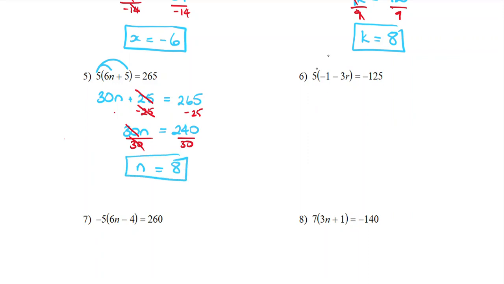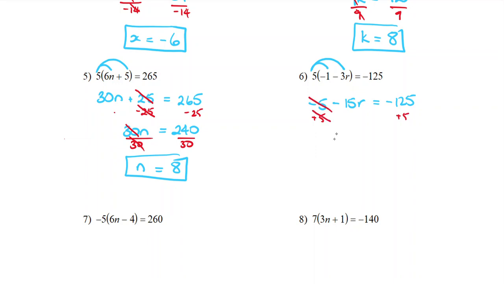All right, Sophie, you're up. Times to times out. What is 5 times negative 1? Very good. Then what is 5 times negative 3r? With the minus, there's a minus sign there. So it should be minus 15r equals minus 125. Okay, what's your next step? It is a minus at the moment. So what's your opposite of the minus 5? Plus 5. We're going to plus 5 here and plus 5 there.